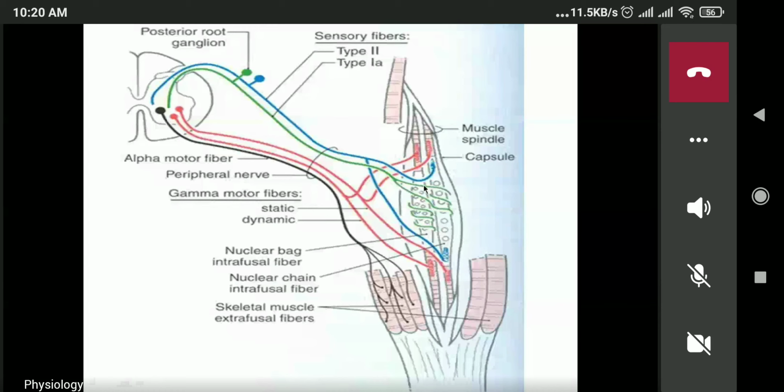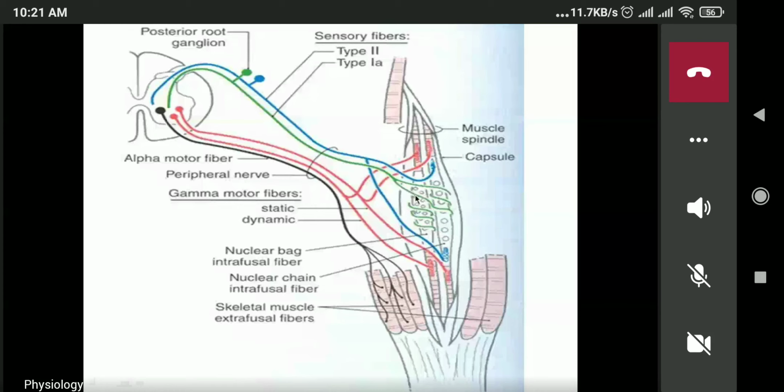In this intrafusal muscle, towards the ends of the muscle there are some contractile fibers, and in the middle there is no contractile fiber. In the extrafusal fiber, all contractile fibers are there, actin and myosin. But in the intrafusal fiber, in the middle the nuclei are there, maybe in a chain, maybe in a bag, and in the two ends some contractile fiber is there.